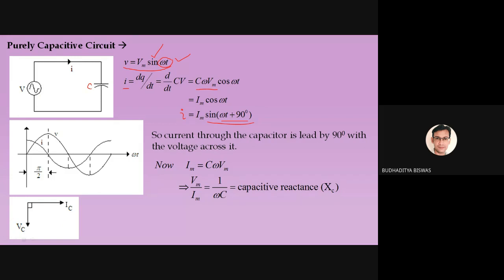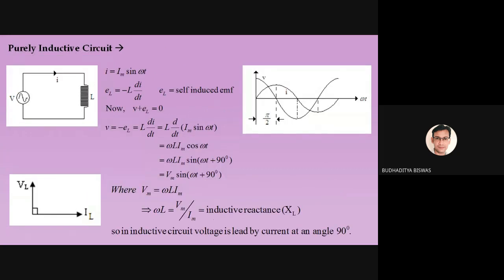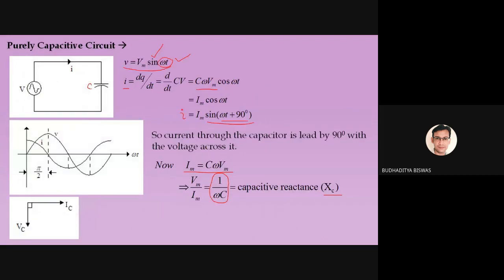And from this, Im equal to C omega Vm, we can write Vm by Im equal to 1 by omega C. This expression 1 by omega C is called the capacitive reactance, and it is expressed as Xc. So XL is the inductive reactance, which is equal to omega L, and Xc, the capacitive reactance, is denoted by 1 by omega C.